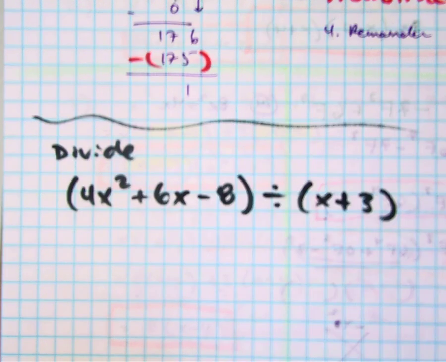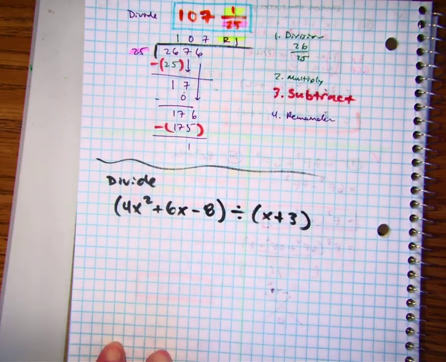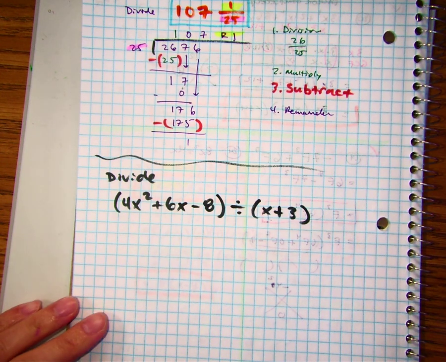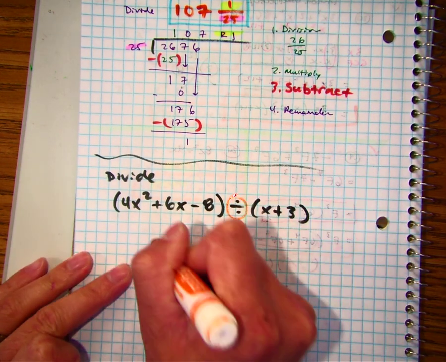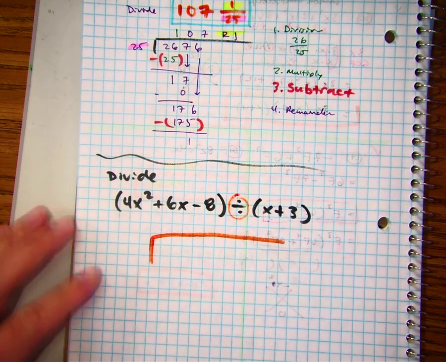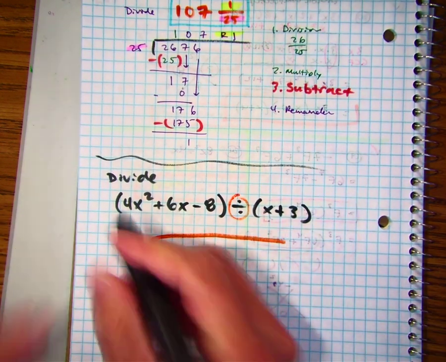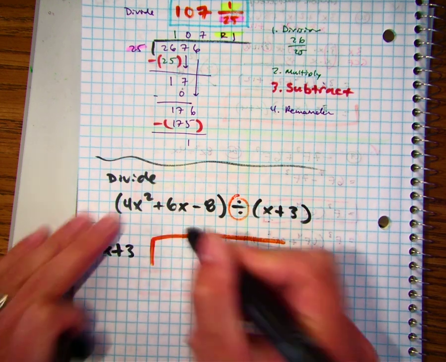Alright, so we're going to do the same exact thing as we did above. And I'm going to rewrite this. For the first time you're going to see division. So let's make our division symbol. This goes on the outside, and this goes on the inside.